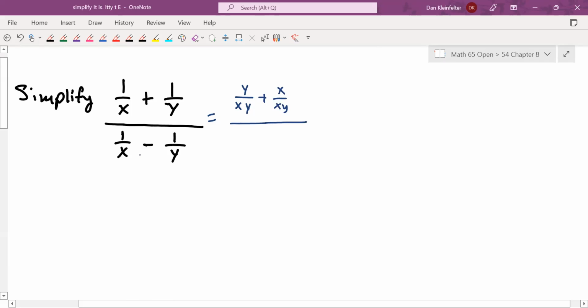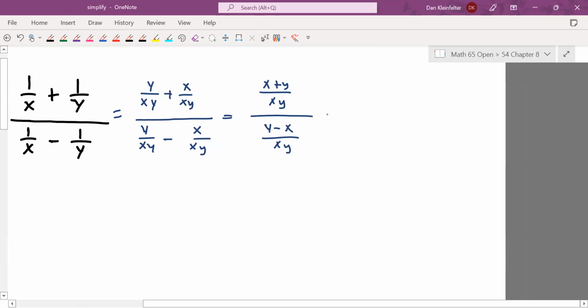Down below, we'll do the same thing. First fraction gets a y in the top and bottom. The second fraction gets an x in the top and bottom. So now we'll have x plus y over xy. And then down below, we'll have y minus x over xy. Okay, so I've simplified the numerator and denominator separately. Now we can go ahead and write that as a division. We'll have x plus y over xy divided by y minus x over xy.